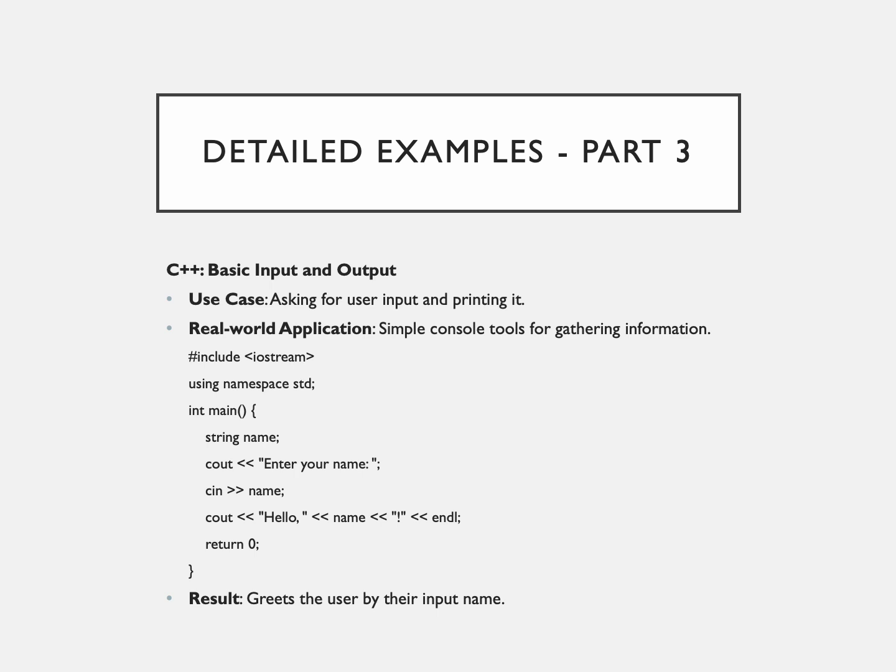Anyway, here in this C++ code, we have string name, cout, then we are printing cout, enter your name, and then cin, we are storing whatever comes as input from the keyboard in the name. Then we have cout, we're printing hello, and then the variable name, and whatever is stored in name it will print. So the result will greet the user by their input name. If the name is John, it will say hello John.